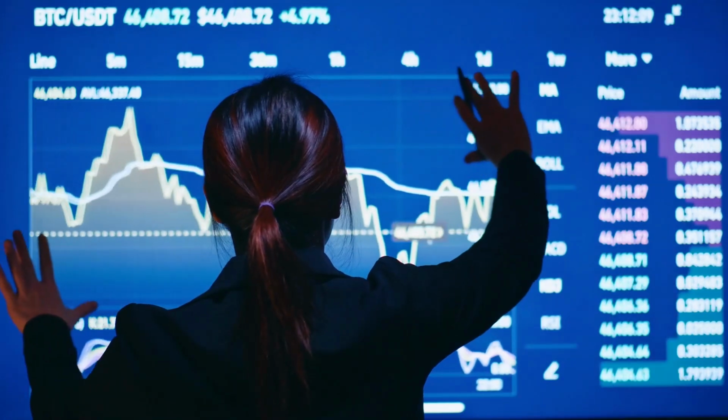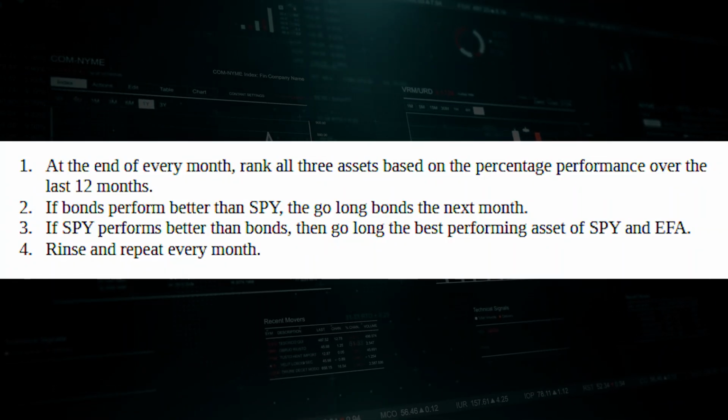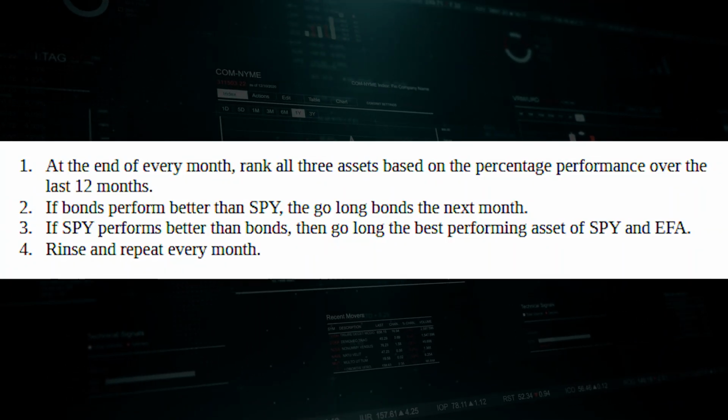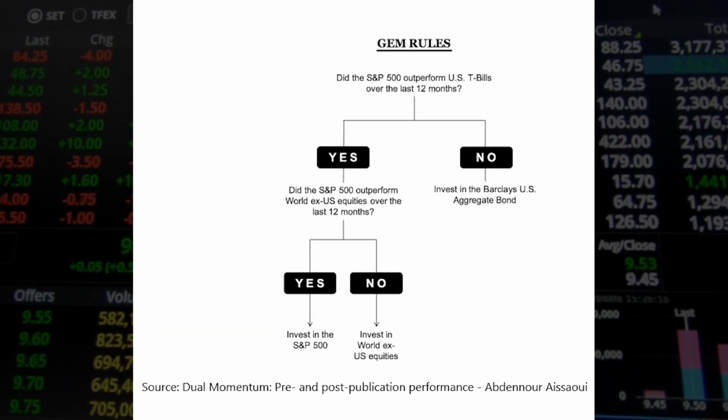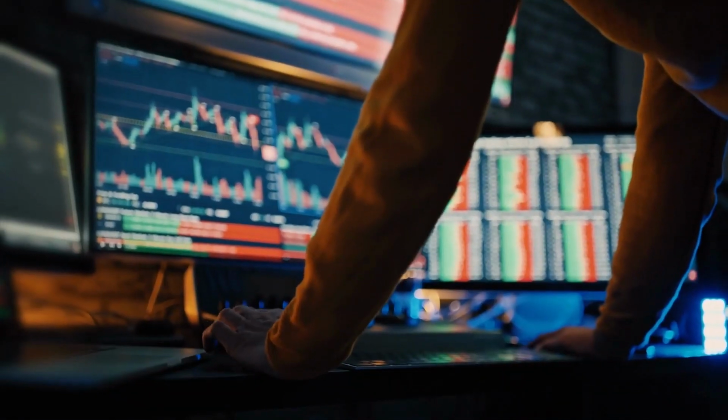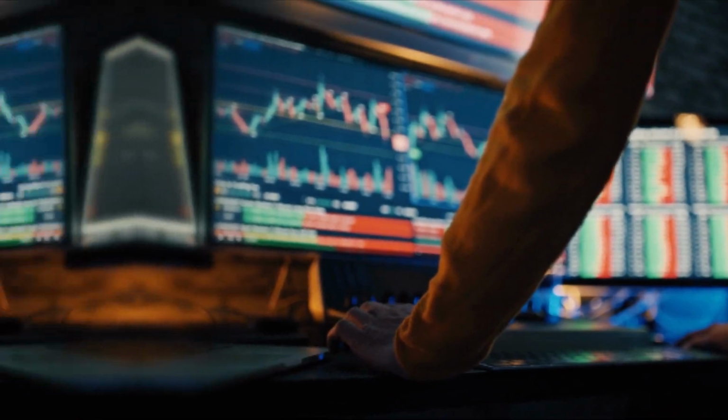Let's look at the trading rules. At the end of every month, rank all 3 ETFs based on the performance over the last 12 months. If bonds performed better than SPY, then you buy bonds and hold it for the next month. If SPY performed better than bonds, then you buy the best performing ETF of SPY and EFA. Then you rinse and repeat at the end of every month.